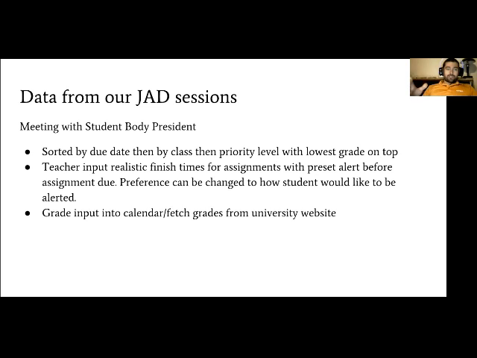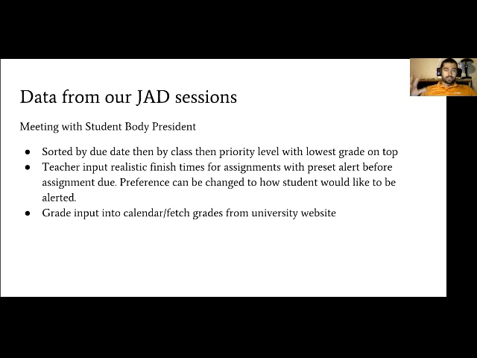We had a meeting with the student body president, and what she had told us is just a few suggestions that she would like to see in this calendar app. Those are sorted by the due date, and then by class, then priority. So in your day, you'd have all your different classes, say 4 different classes, and inside of those classes, they would be done by priority. So you'd set a priority as your lowest grade, and it would show you those first, and then it would show you your other classes.